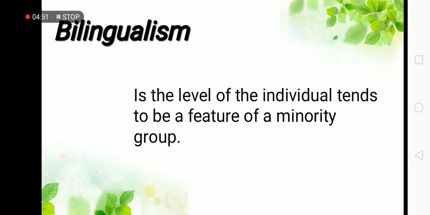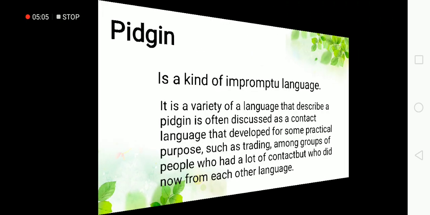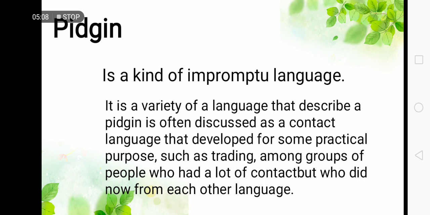Next is bilingualism. Bilingualism at the level of the individual tends to be a feature of a minority group. Next is pidgin. It's a kind of impromptu language. A pidgin is often discussed as a contact language that developed for some practical purposes, such as trading among groups of people who had a lot of contact but who did not know each other's language.